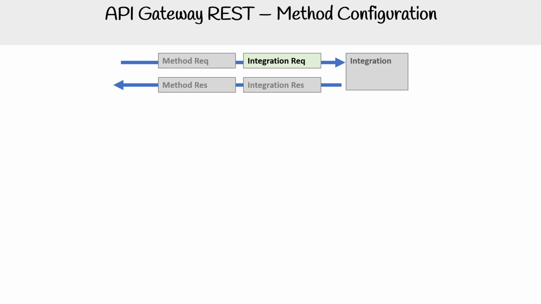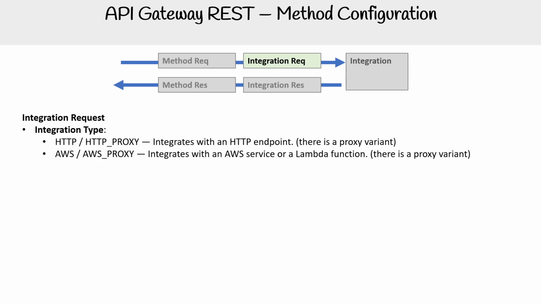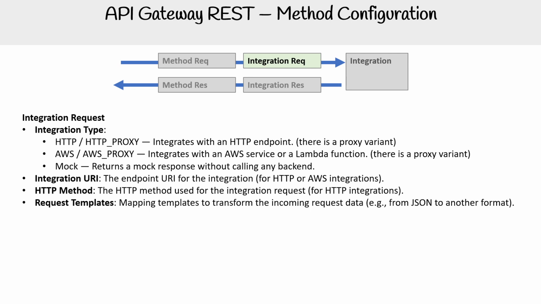Now we have integration request. It has different integration types, and this is basically where you choose the type of integration you want, whether it's HTTP, HTTP proxy, AWS or AWS proxy, mock. We'll cover all of these integration types in separate slides, so I'm not really talking about them right now. You may have an integration URI if you're using the HTTP mode or AWS integrations. There is HTTP methods, which again is for HTTP integration because you have to say what method you utilize.